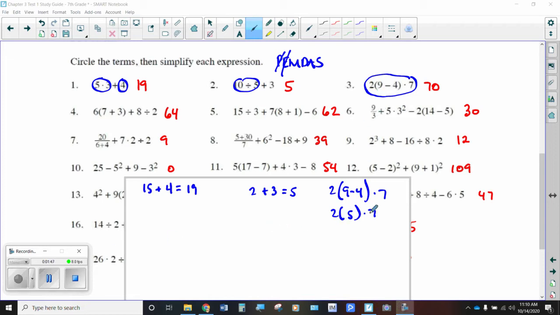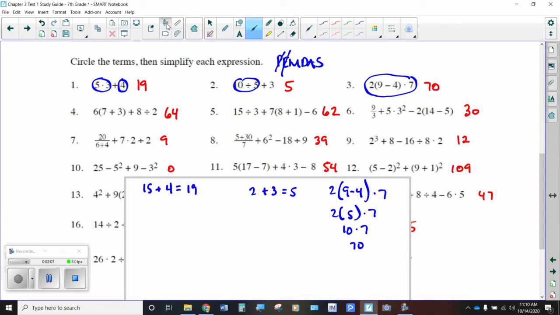And so we've got 2 different ways of showing multiplication here. You've got the dot and you've got the number that's being multiplied times the quantity inside that parentheses. And when there's no symbol in between the number and the parentheses, that means to multiply. So this is technically 10 times 7, which gives you an answer of 70, which is our answer here.